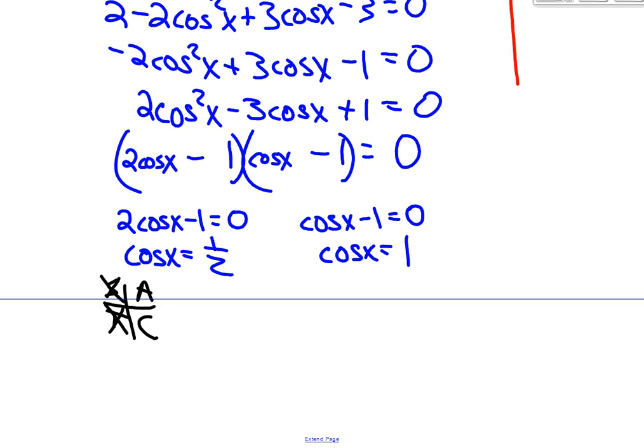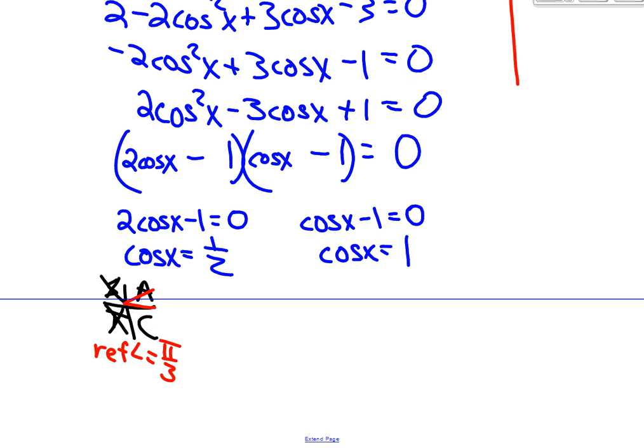What's the reference angle? Reference angle for the cosine equal to 1/2. Pi over 3. And so the reference angle is pi over 3. So one of our answers is going to be pi over 3.